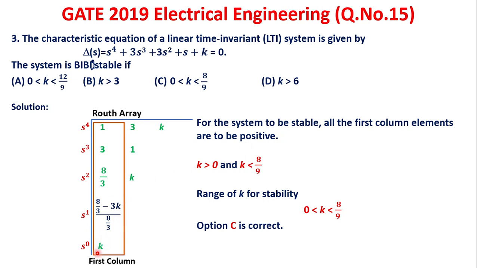So K greater than 0, but K cannot take any value because that is limited by this. This indicates that 3K should be less than 8 by 3, or K less than 8 by 9. So K greater than 0 from this, K less than 8 by 9 from this. Therefore, if these two conditions are to be satisfied simultaneously, K should be greater than 0, less than 8 by 9. So such an option is given in option C.